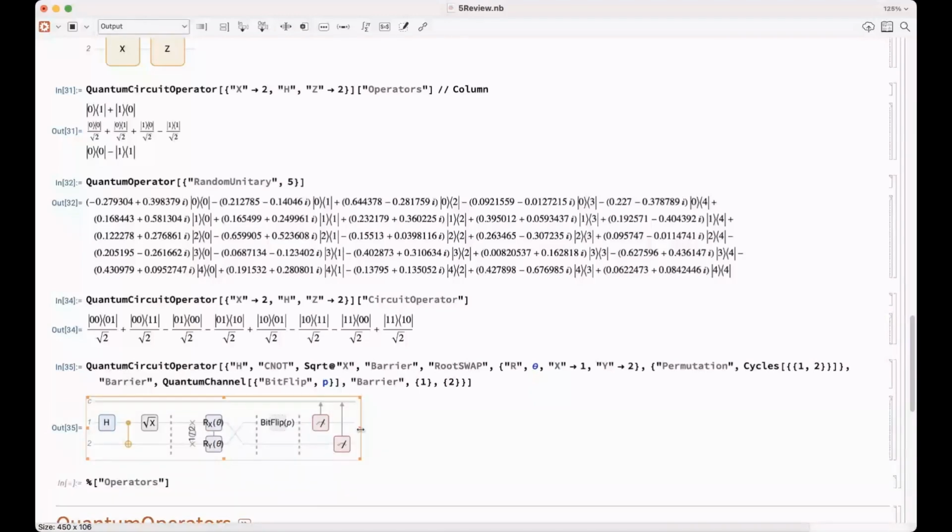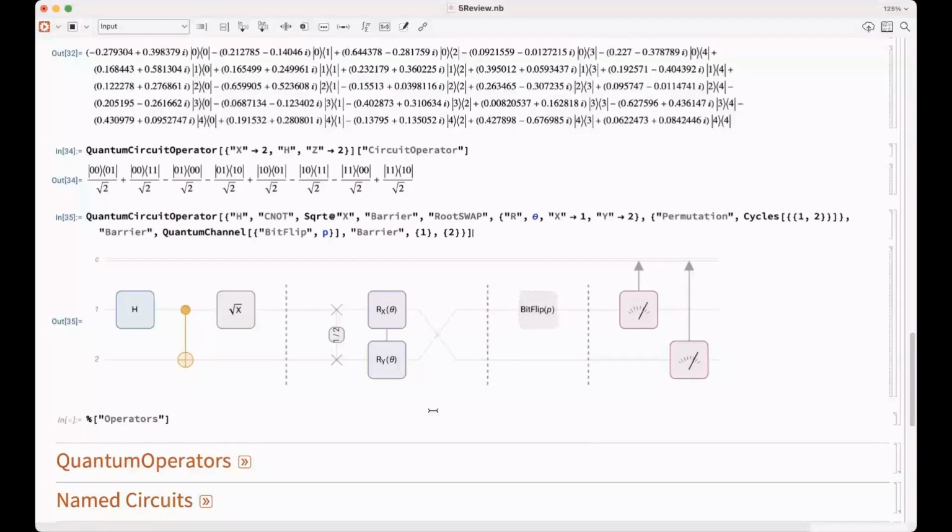Let's try to read the code and compare it with the diagram. As you can see, the first one is Hadamard. It has no other argument, so it means Hadamard on the first qubit. Look at the diagram: exactly, Hadamard on the first one. After that, we have the C naught operator. For C naught, there is no argument, so by default the first one is the control and the second one is the target.